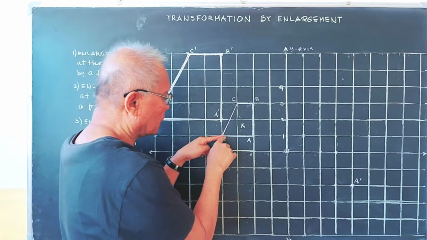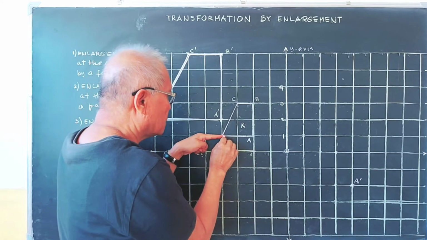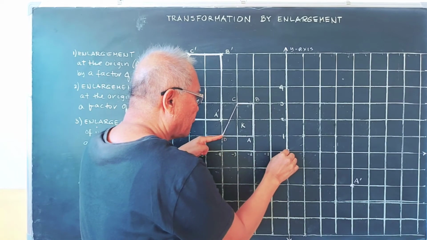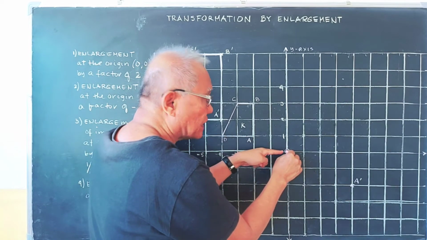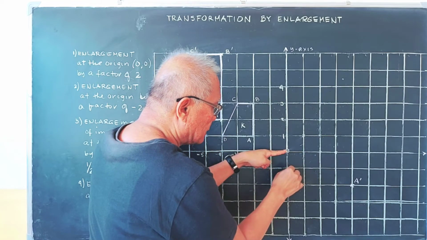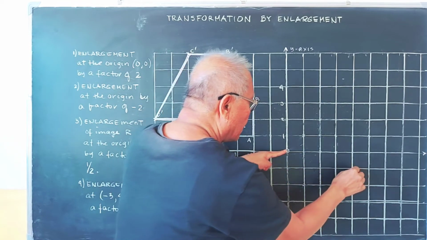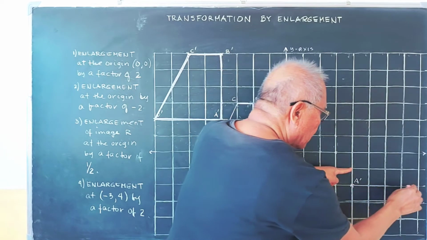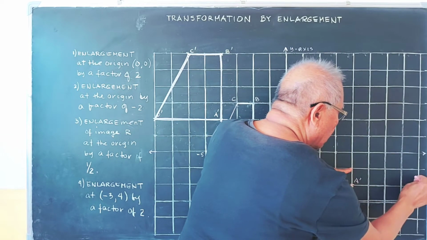Right, D. Here is the D. So we can count 1 down. 1, 2, 3, 4. And from here, it's not yet 1. It's 1 and 1, 2, 3, 4. And then 1 again. And 1, 2, 3, 4. So it's here, the D prime.